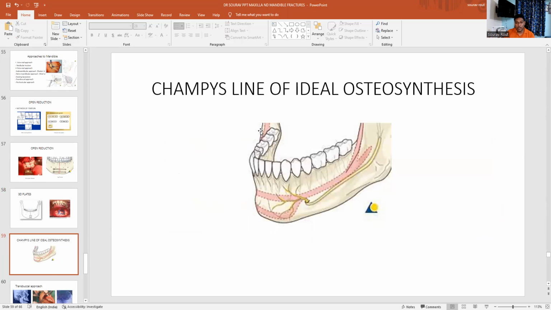Now, coming to Champy's lines of osteosynthesis, as you know, these are the lines where maximum amount of stress is there, and we can get adequate reduction if we plate in this region. Anteriorly, the Champy's line divides into two, one 5 mm above the inferior border, and one 5 mm below the apices of the teeth. In the body region, only one plate is sufficient. Where there is the angle region, we have to plate in the external oblique ridge region.